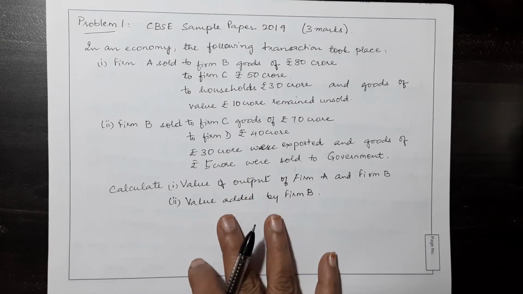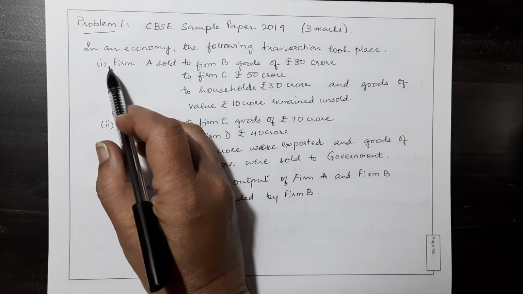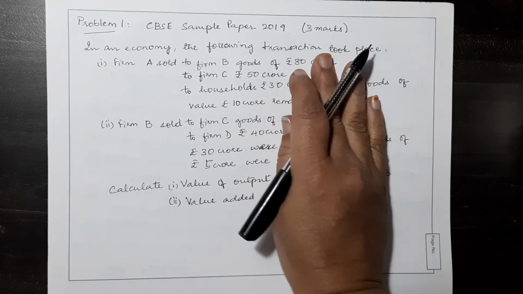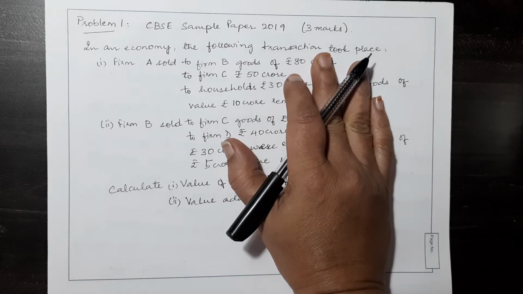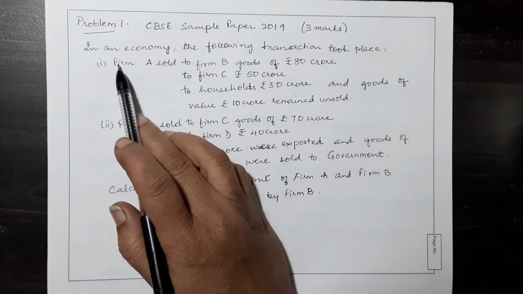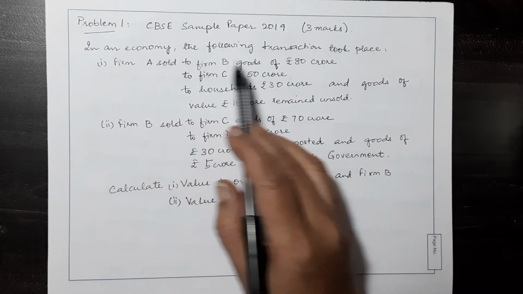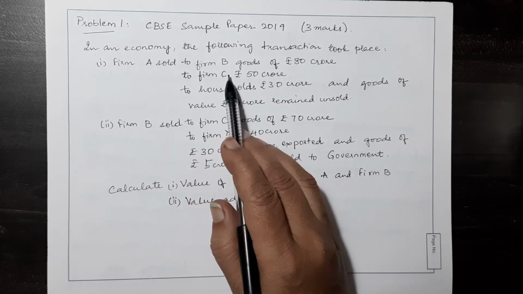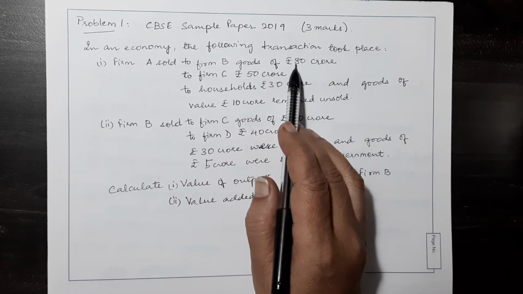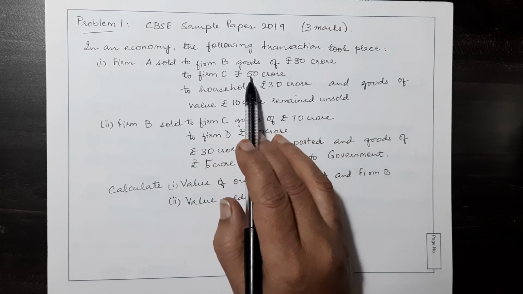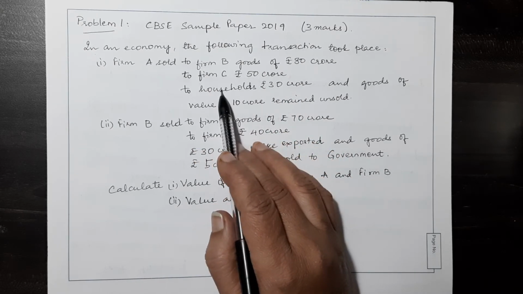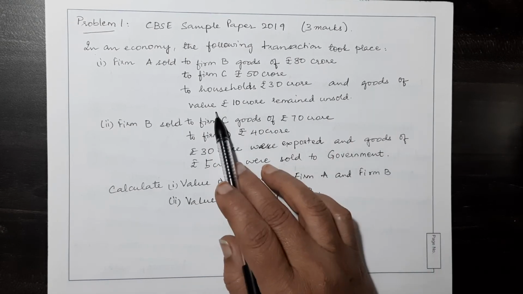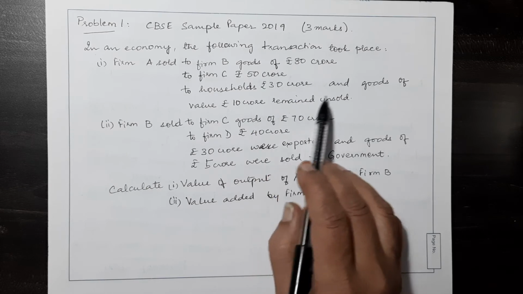I have here three problems. The first problem is taken from the CBSE sample paper 2019. This was asked for 3 marks on value addition. Here is the question. In an economy, the following transactions took place. Firm A sold to firm B goods of 80 crore. To firm C, it sold worth 50 crore. And to households, it sold worth 30 crores. And goods of value 10 crores remained unsold.